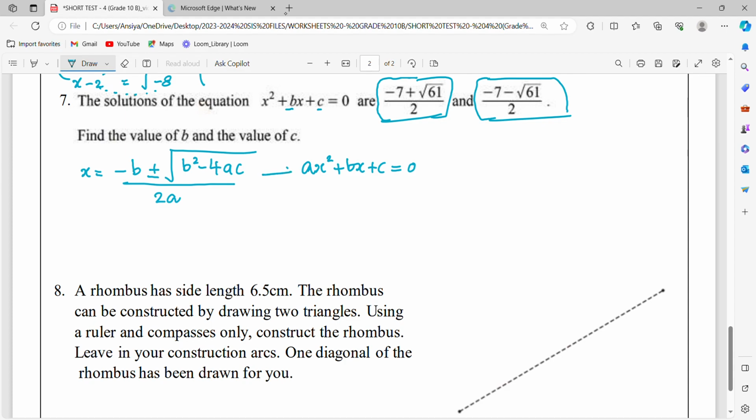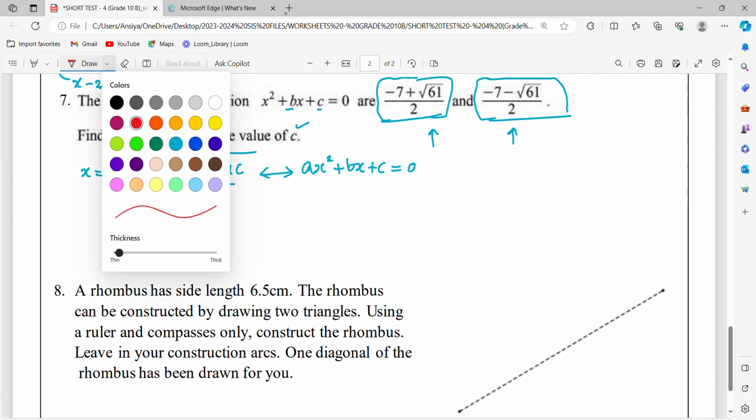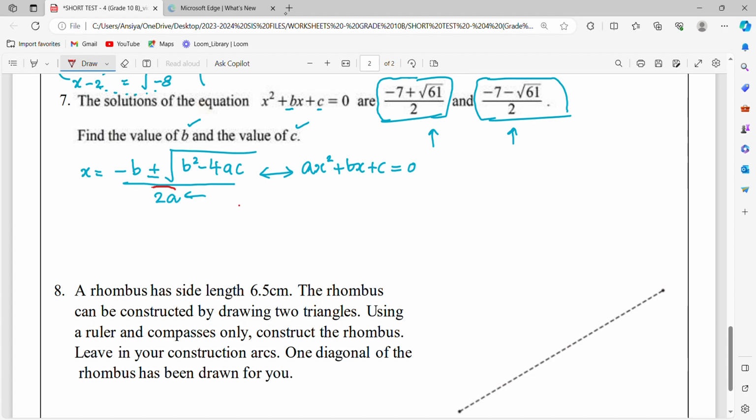Now we are going to compare these two with these given values to figure out the value of b and c. We can also find the value of a, even if it is not asked. We can first find the value of a. You can see in the formula, the denominator part is 2 multiplied by a. Look at the denominator given. It's only 2. That means what is happening here?